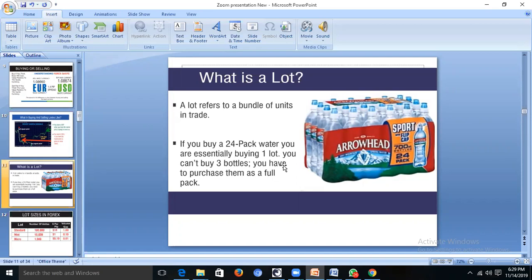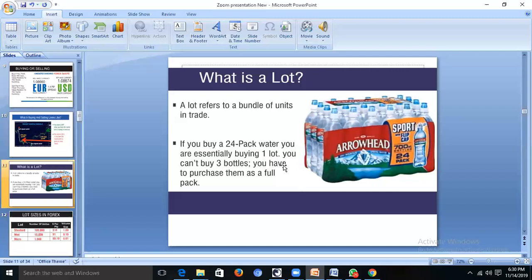So what are lots basically? A lot refers to a bundle of units in a trade. If you buy a 24-pack water, you are essentially buying one lot. You can't buy 3 bottles. You have to purchase them as a full pack. What does this statement mean?